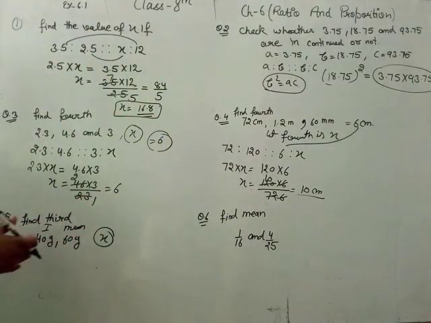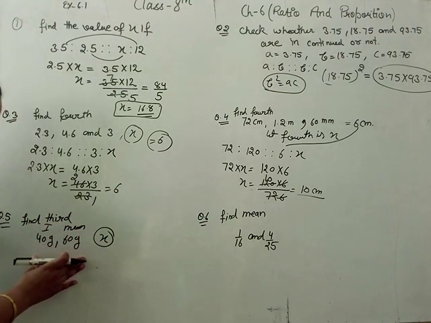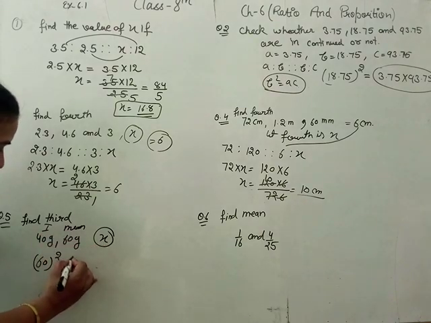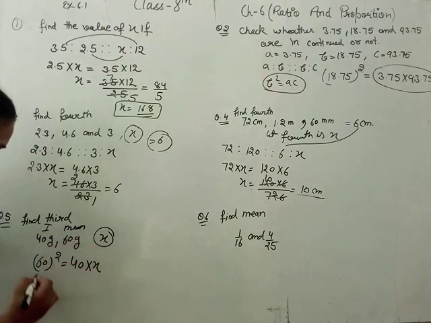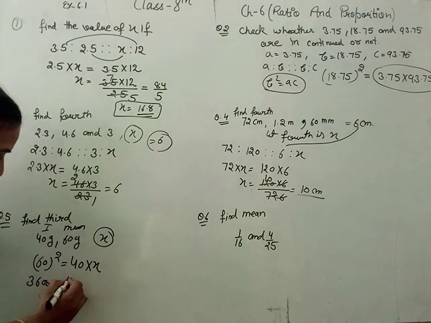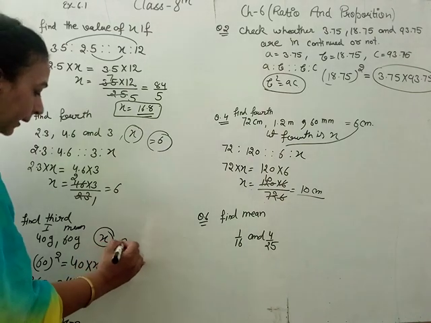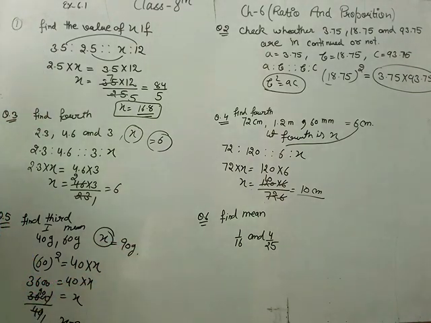Three are the same kind. This is also in gram and x is also in gram. Okay. Then according to continued proportion, the square of the mean equals the product of the extremes, first and third. Okay. Then 60 square is 3600 equals 40 multiply x, then x equals 3600 divided by 40. Cancel the 0, then 360 divided by 4, x equals 90. Then the third is 90 gram.